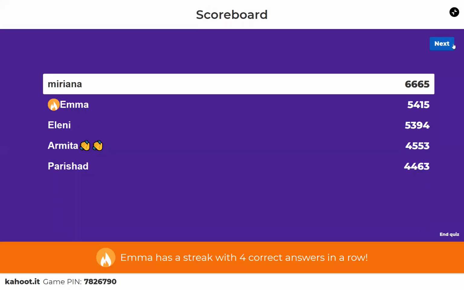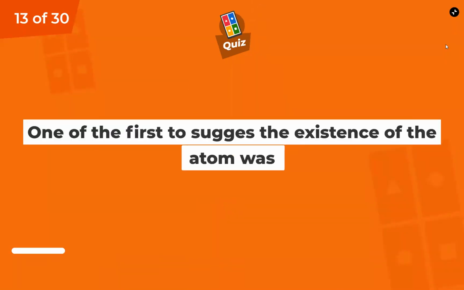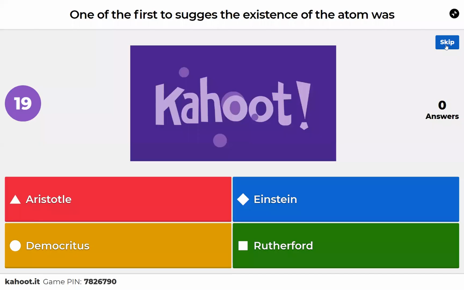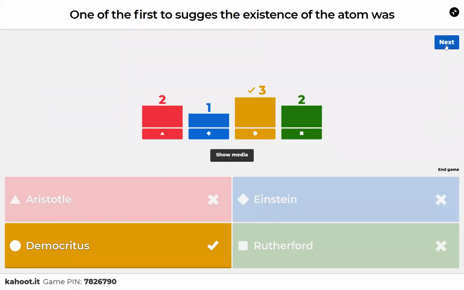Okay. Let's keep going. Yeah, still in the lead. Trying to hold off Emma now. One of the first, can't spell suggest. Who suggested the existence of the atom? Think back, thousands of years ago. Greek guy. Democritus. That's right. Aristotle did not agree with him.